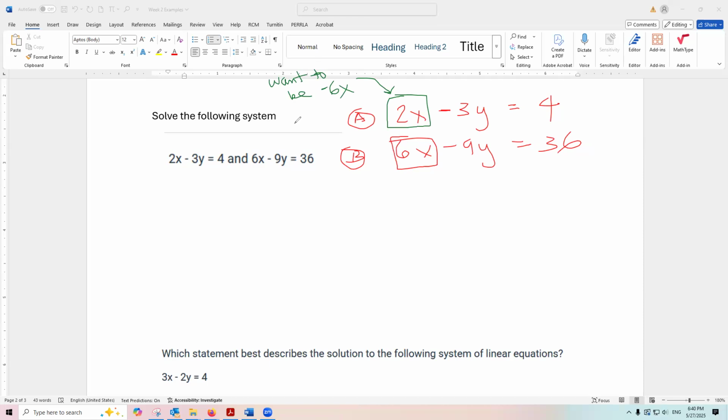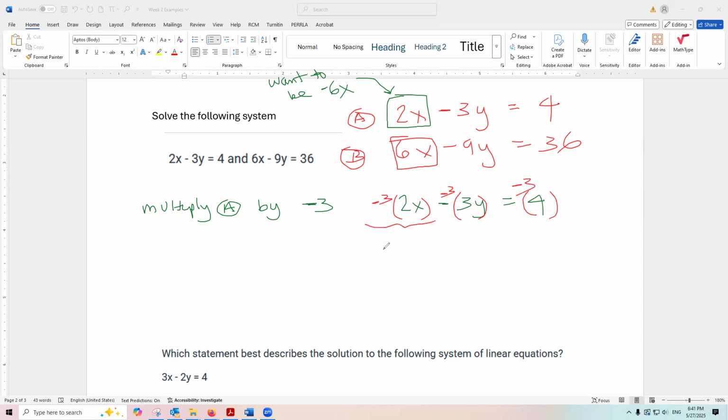How do you convert 2x to negative 6x? Well, I'm going to multiply equation A by 3. Excuse me, by negative 3. That will get me the negative 6x in equation A that I want. So let's do it. Here's the equation we're starting with: 2x minus 3y equals 4. But I've got to multiply everything by negative 3. So let me put a negative 3 here, a negative 3 here, and a negative 3 here.